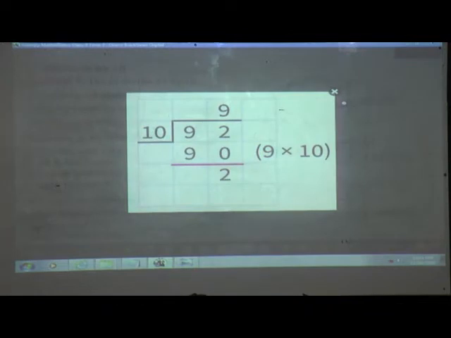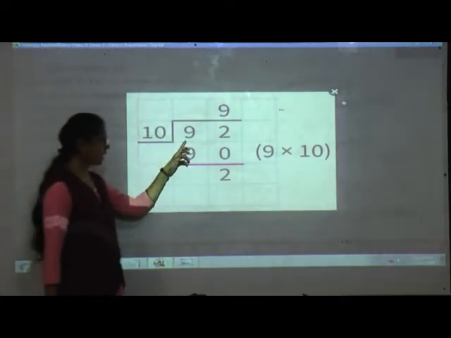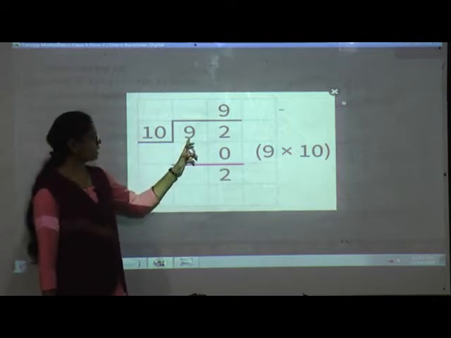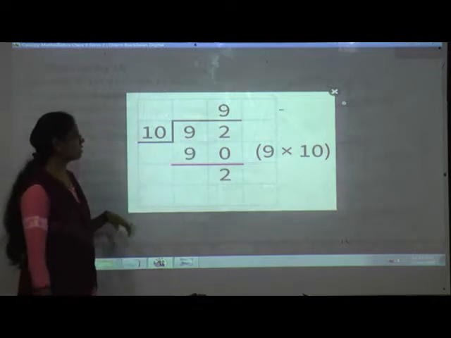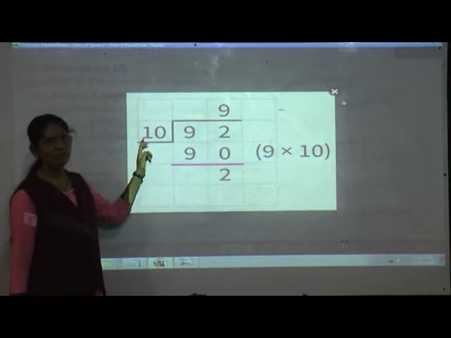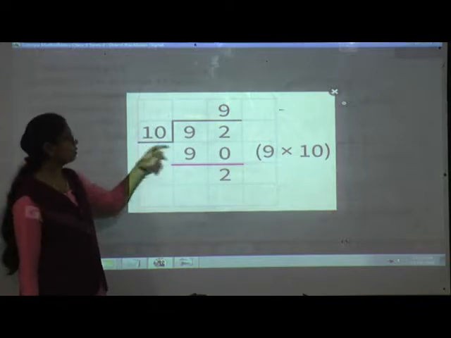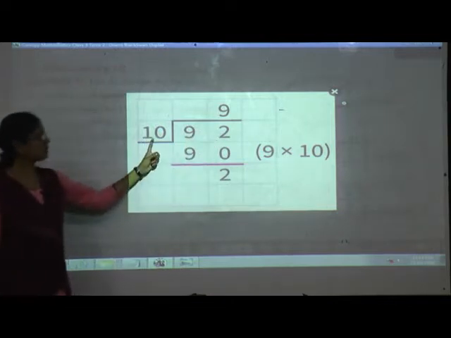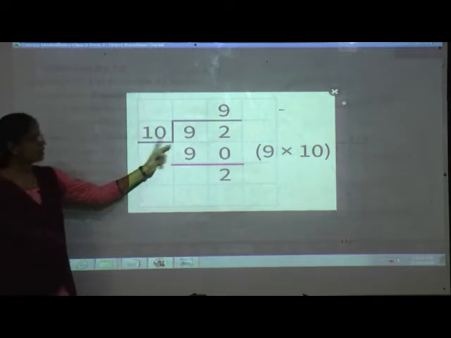Here in 92 the first number is 9. At tens place here 9 is there. So 9 by 10, can we do this? No, we can't do. So what we will do? We will take these two numbers together. So 92 divided by 10 we have to do.